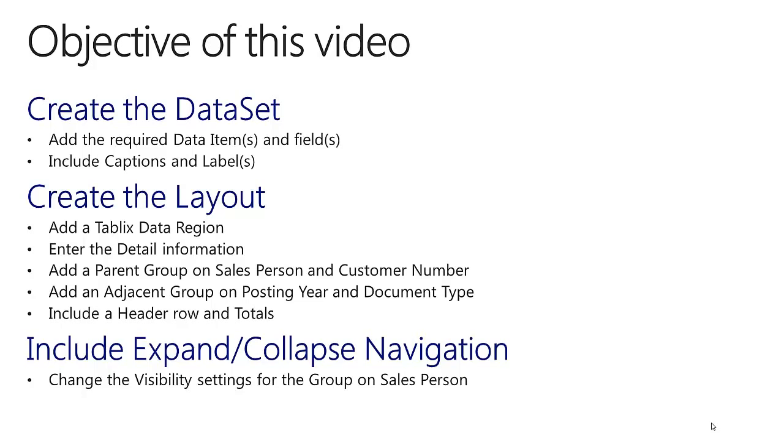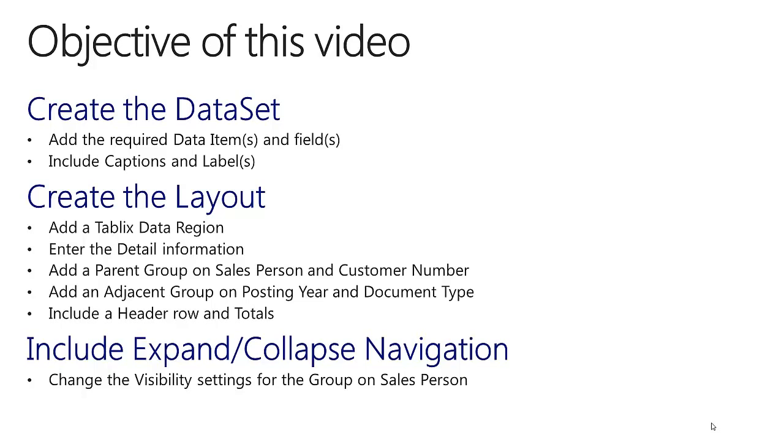capabilities. We will start by adding a Tablix data region to the body of the report, and next we will enter the detail information and the fields that we would like to aggregate in the report. Then we will add a parent group on salesperson and customer number, and after that we will enhance the Tablix by including adjacent groups on the posting year using expression and document type. We will also include a header row and display the calculated totals and subtotals.